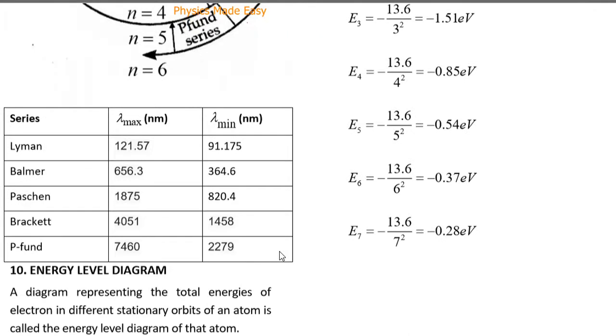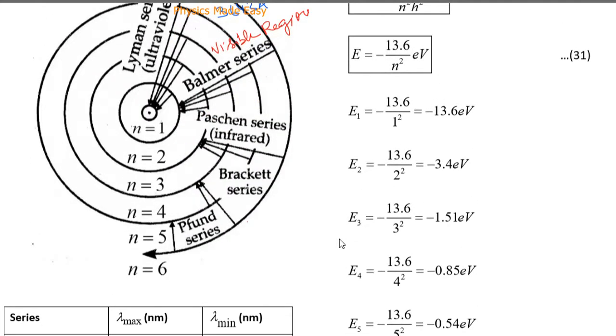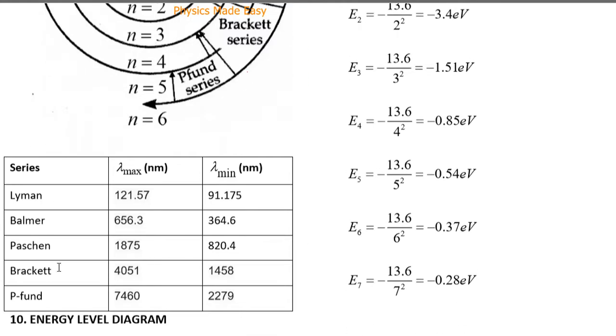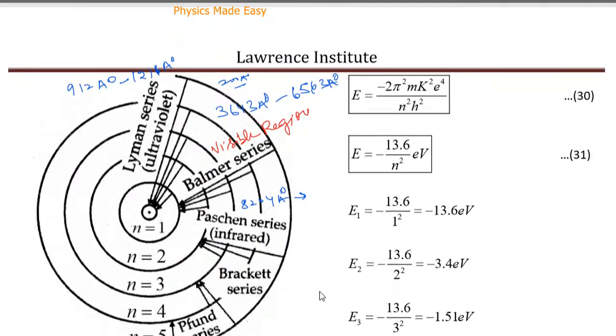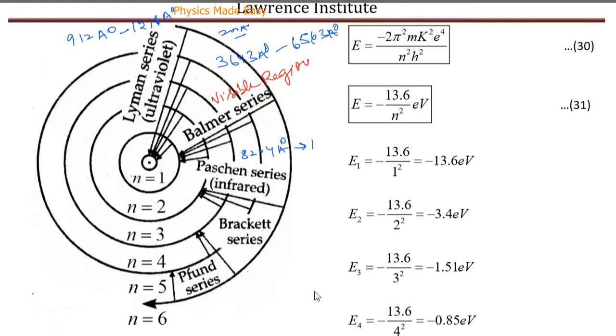For the Paschen series, the range is maximum 1875 nanometers, it goes up to 8200 angstroms, lambda min and lambda max. So the minimum for the Paschen series starts with 8204 angstroms. I am deliberately writing in angstroms, and it goes up to, you can say, 18,750 angstroms. And then we have got the Brackett series.